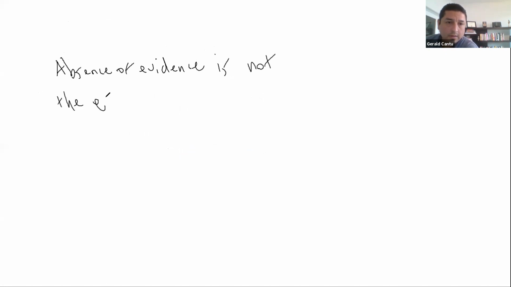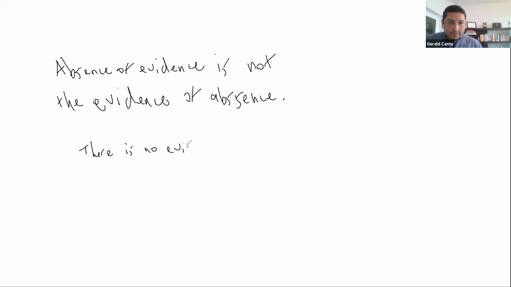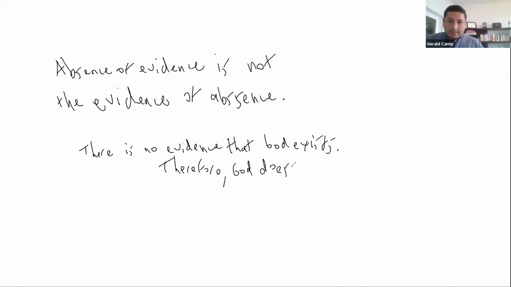Okay, so this slogan here, I'm sure you've heard it: the absence of evidence is not the evidence of absence, right? So you might say, well, there is no evidence that God exists. Therefore, God doesn't exist, or whatever it is doesn't exist. Okay, so that's an appeal to ignorance.